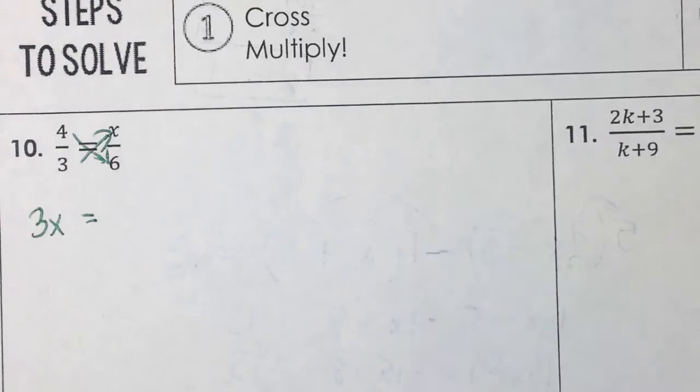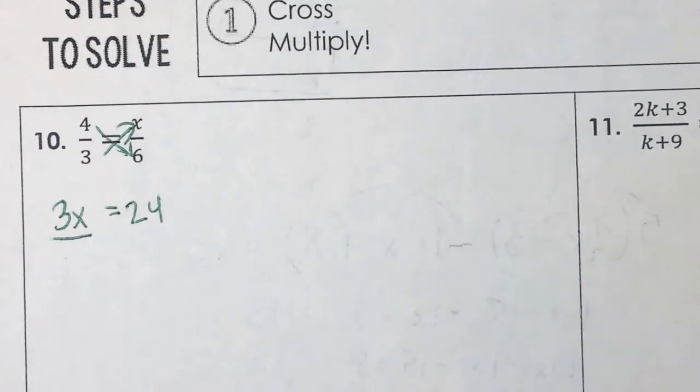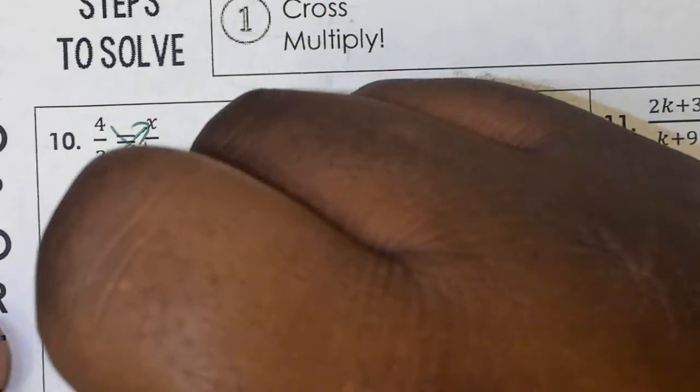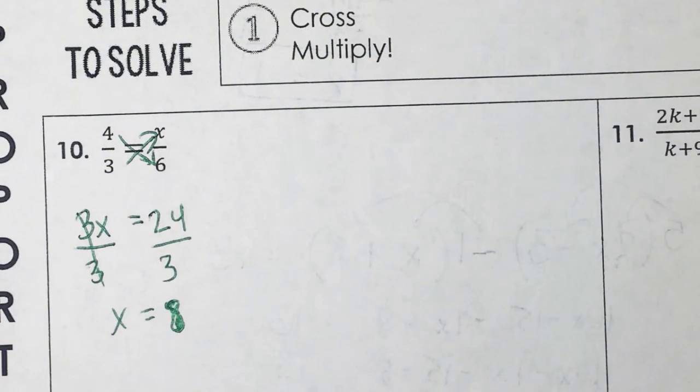So 3 times x is 3x. And then 4 times 6 is 24. And from there, you got equation 3x equals 24. Divided by 3, divided by 3, x equals 8. That's an 8. Okay. That's not my best 8.